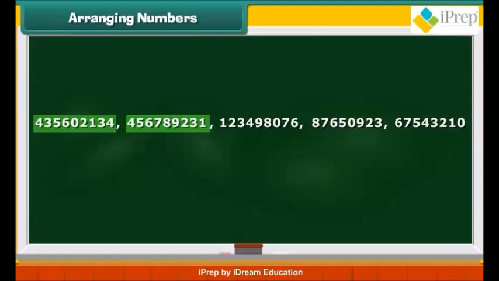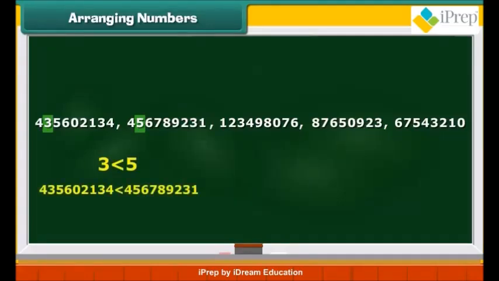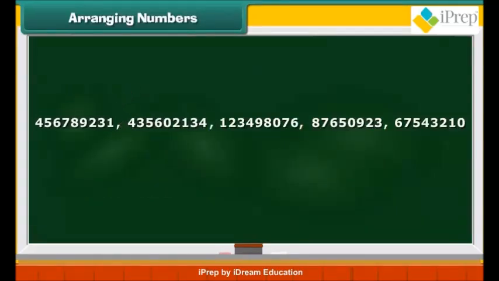The remaining 9-digit numbers are 43560 2134 and 456789 231. Their first digits are the same. Their second digits are 3 and 5. Since 3 is lesser than 5, therefore 43560 2134 is lesser than 4567 89231. Now interchange the numbers.